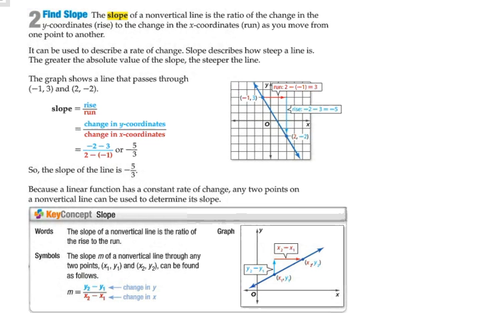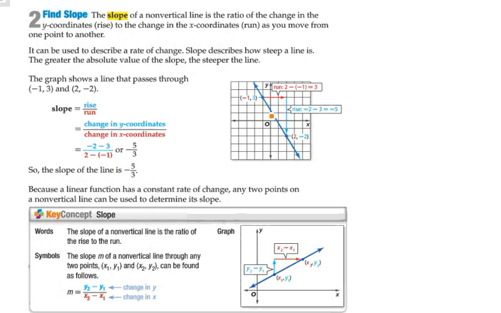The slope of a non-vertical line is the ratio of the change in y coordinates, the rise, to the change in the x coordinates, the run, as you move from one point to another. It can be used to describe a rate of change. So, rate of change and slope, again, synonymous. Slope describes how steep a line is. The greater the absolute value of the slope, the steeper the line.